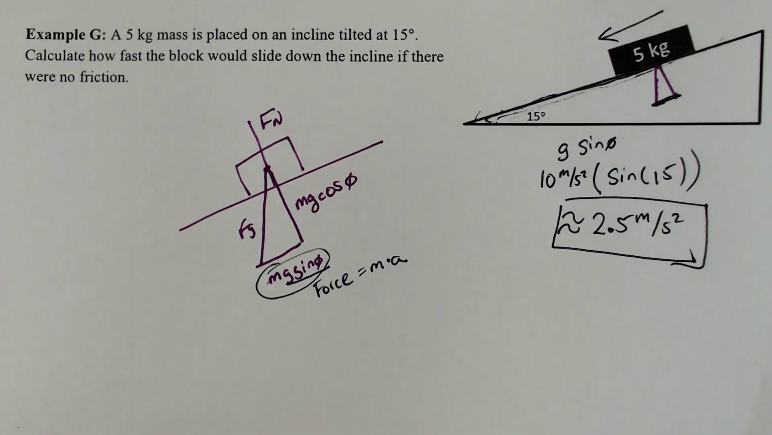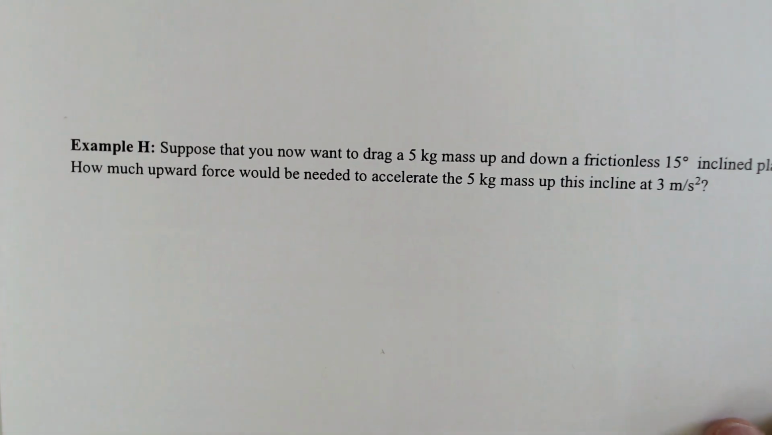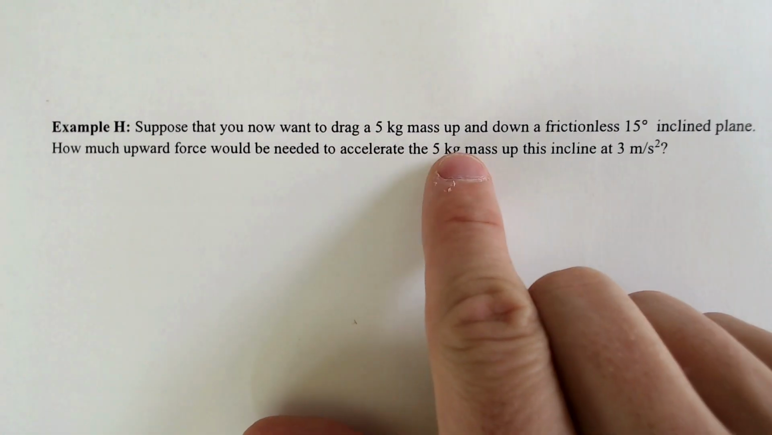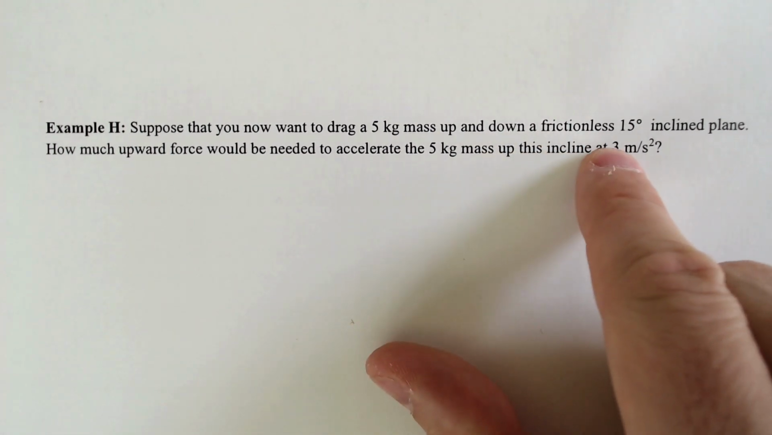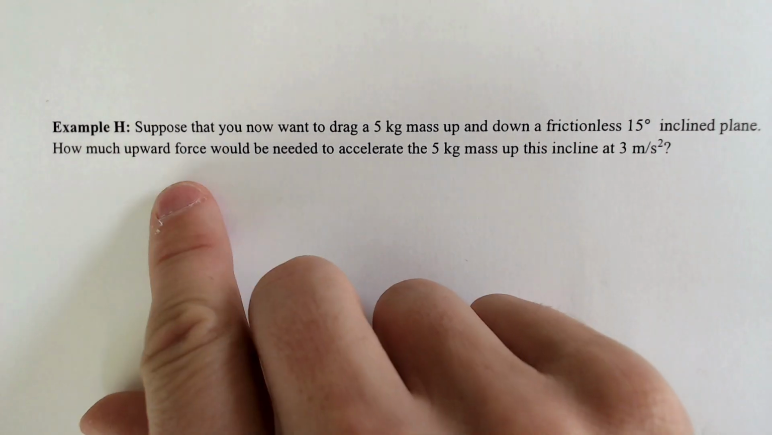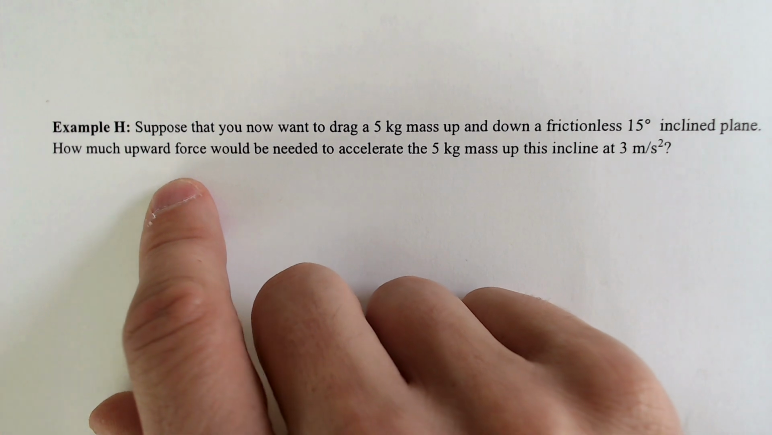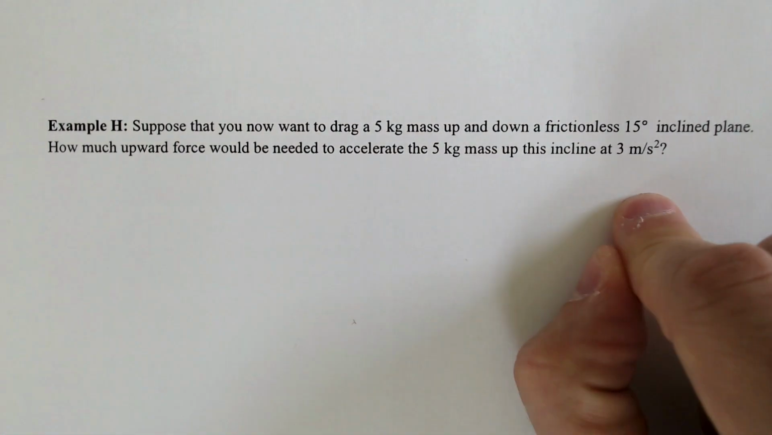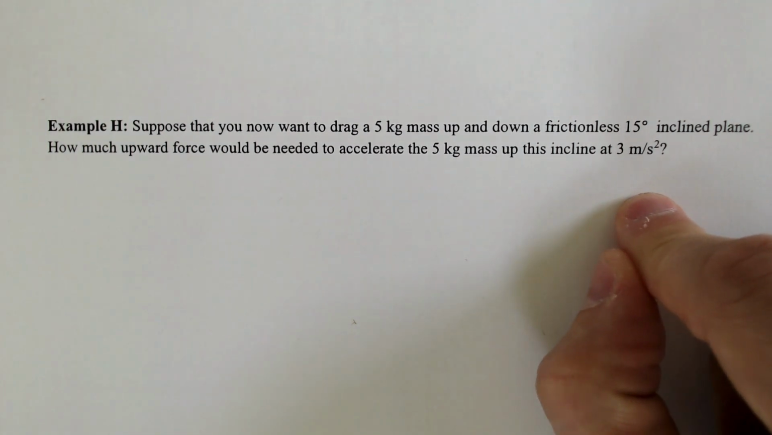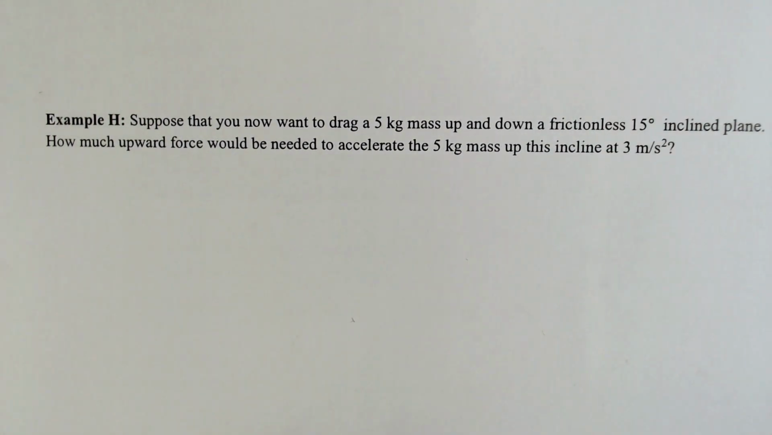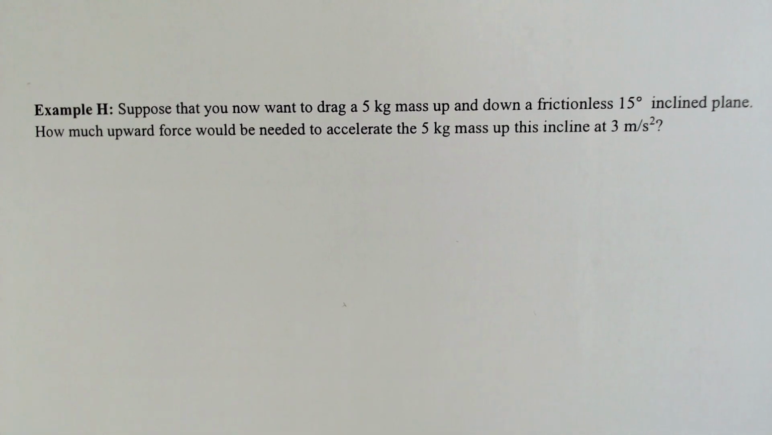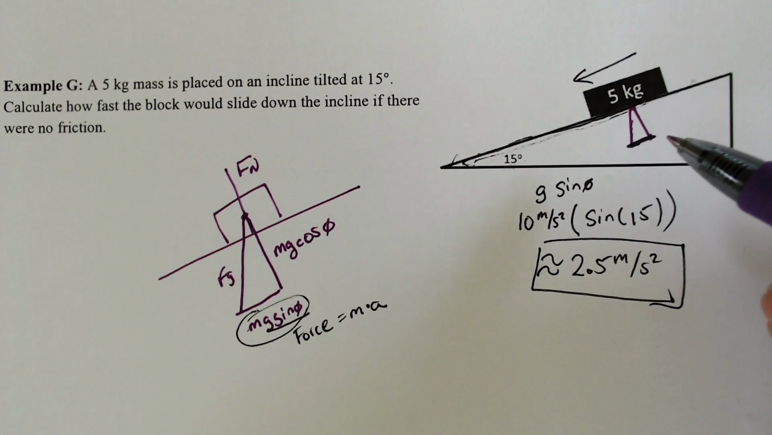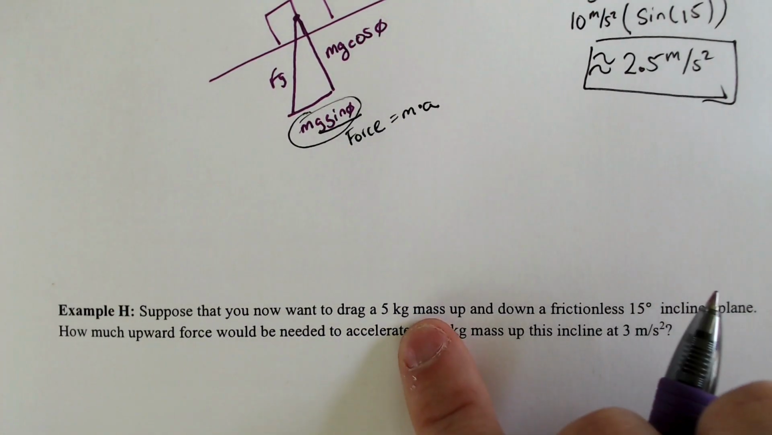All right, next one. Suppose that you now want to drag a 5 kilogram mass up and down a frictionless 15 degree inclined plane. How much upward force would be needed to accelerate the 5 kilograms up the incline at 3 meters per second squared? All right, so let's start with the idea of what would be the acceleration of it and what would we have to be counteracting. So I'm going to go back to this example because it's the same exact thing. It's 5 kilograms, 15 degrees.